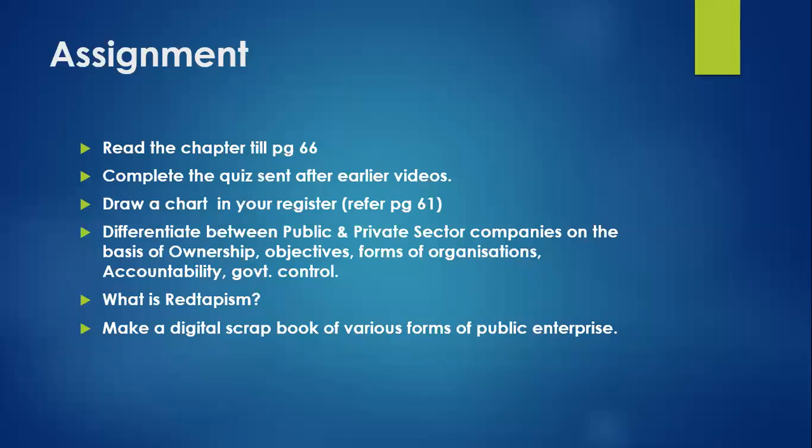Also, what is red tapeism? Answer that question. You'll also make a digital scrapbook of various forms of public enterprise. That means we have 3 forms: departmental undertakings, statutory corporations, and the third one we did today, government company. For each type, you will make at least 5 companies, and then you will make a digital scrapbook with their names and logos in it.